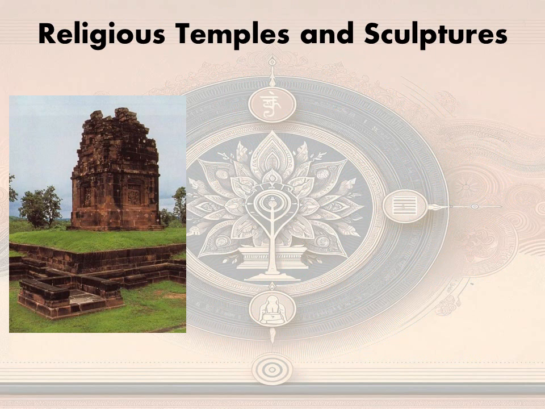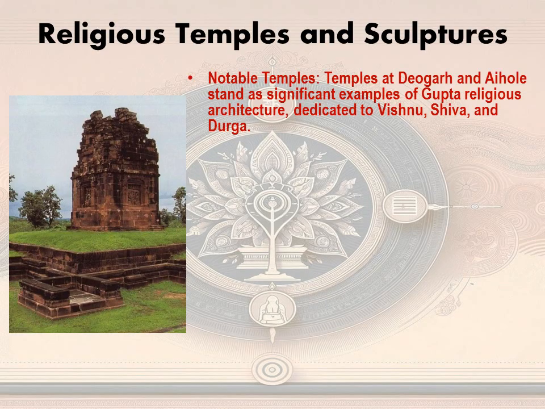What were the main temples and how were these sculptures significant during this period? Temples at Devghar, the left hand side picture is of the temple in Devghar, and Aihole stand as significant examples of Gupta religious architecture dedicated to Vishnu, Shiva, and Durga. So Aihole has a Durga temple, Devghar has a Vishnu temple. The temple in Devghar is very famous for the ten avatar sculpture within the temple.